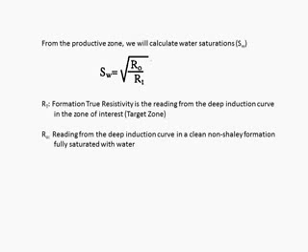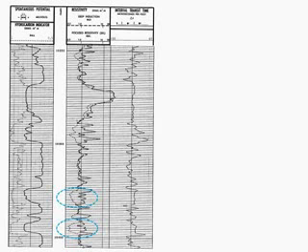Water saturation is the square root of RO divided by RT. RT is the formation true resistivity and is the reading from the deep induction curve in the zone of interest, or the target zone, as I like to say: RT, target zone, zone of interest, true resistivity. RO is a reading from the deep induction curve in a clean, non-shaley formation, fully saturated with water.